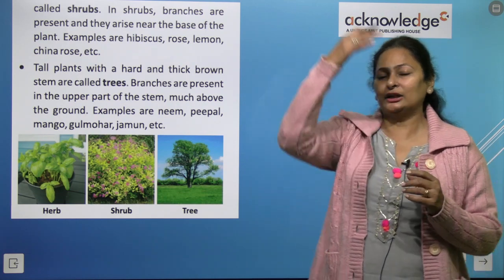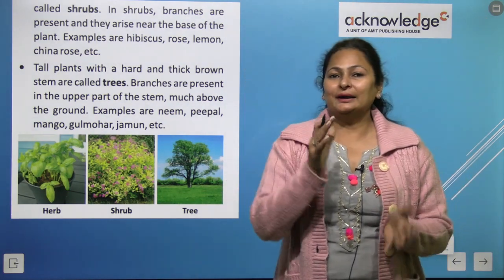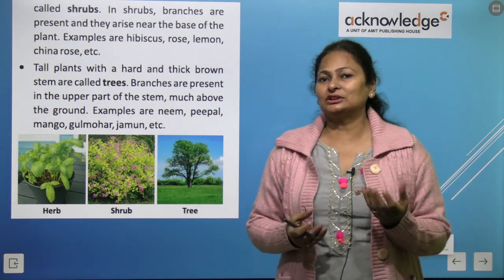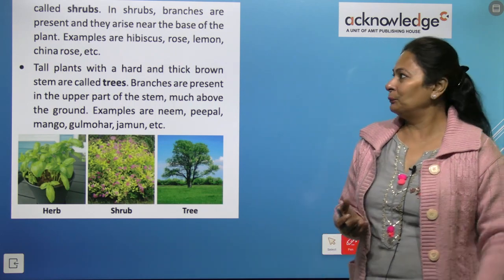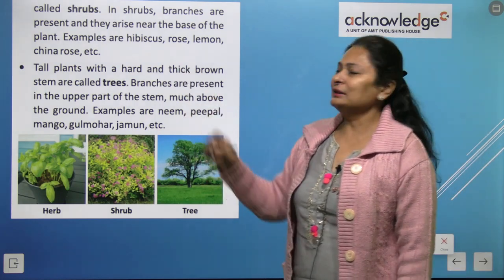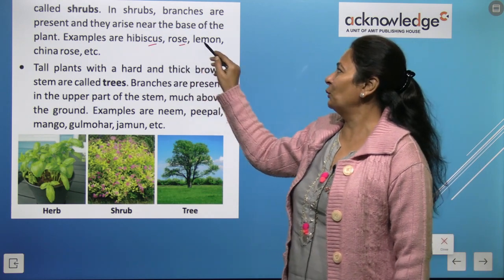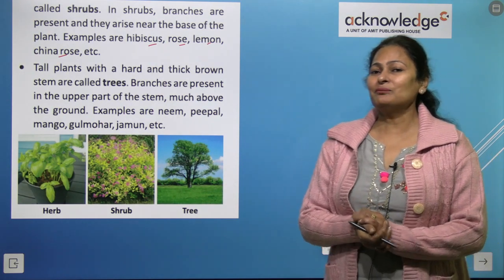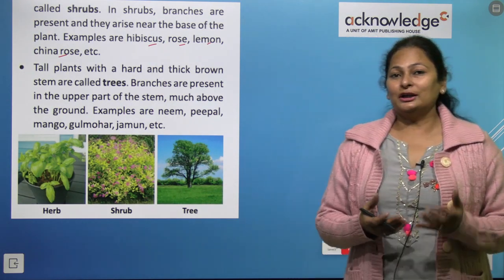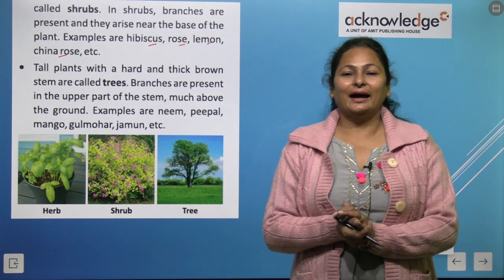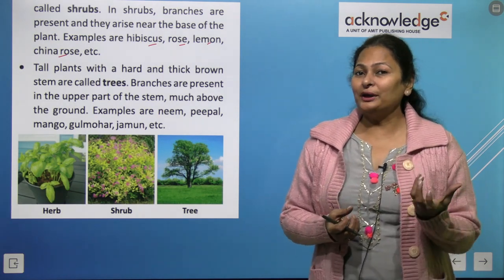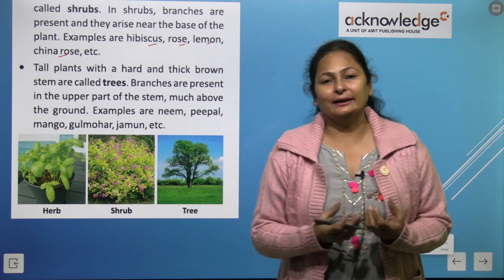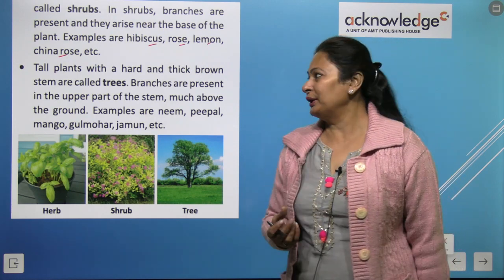Trees are tall and they have branches, but not near the base; they do not grow from near the ground. But in the case of shrubs, they have branches near the base. Alright, examples of shrubs are hibiscus, rose, lemon, China rose, etc. These are some well-known examples of shrubs. And one more thing: a shrub lives for a few years. They don't die quickly, so you cannot say they are seasonal plants.